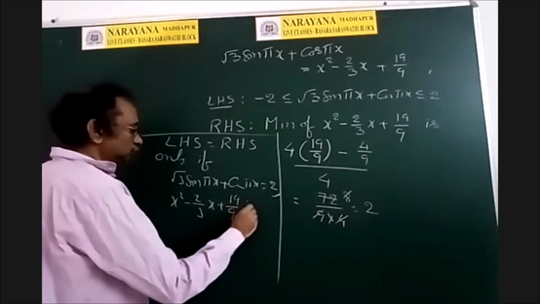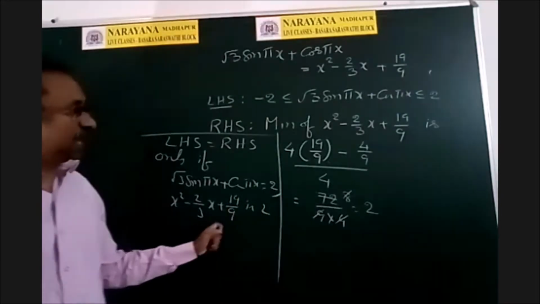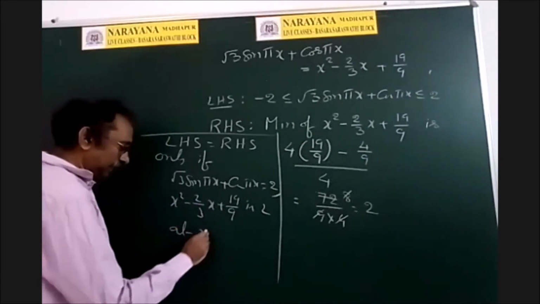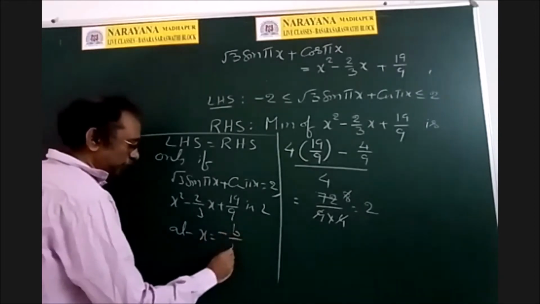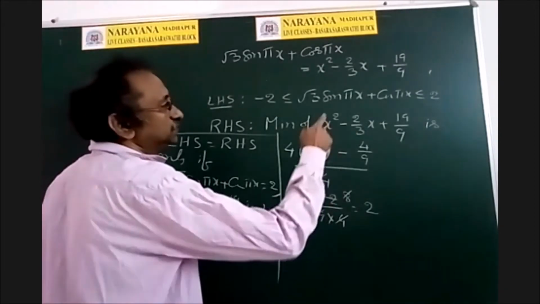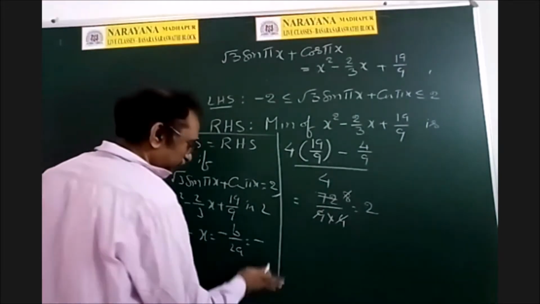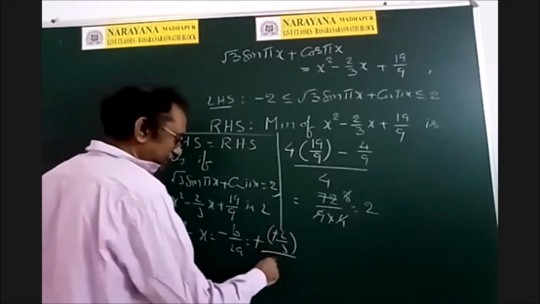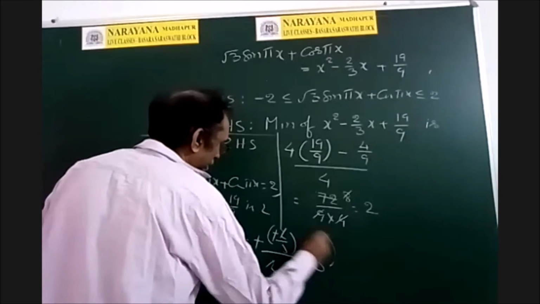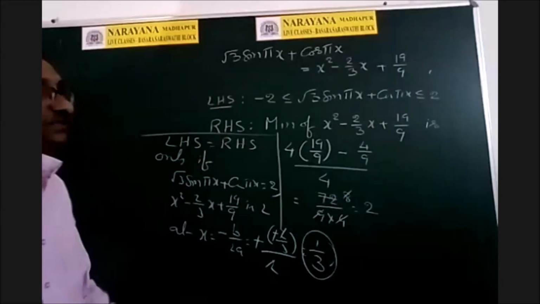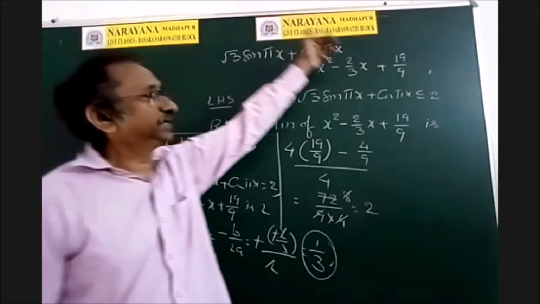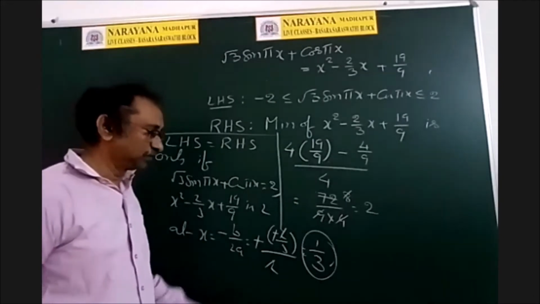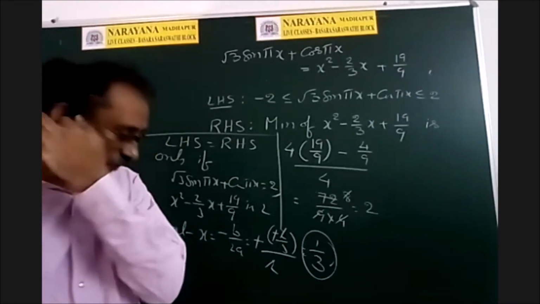Now when will this have minimum value? Yesterday only we have written the formula. At x is equal to minus b by 2a. What is b here? Minus of 2 by 3, by 2a. So minus minus cancel, 2 cancel. You will get 1 by 3. So at x is equal to 1 by 3, the left hand side will be 2 and the right hand side will be 2. Then only the equation holds good. So the value of x is 1 by 3. Right?